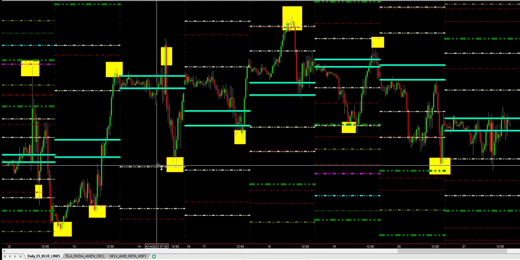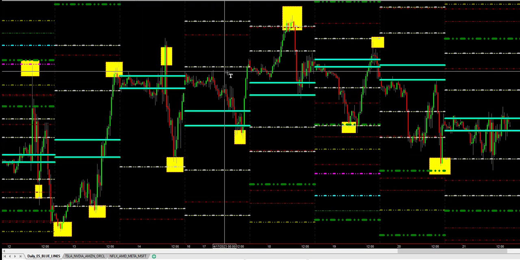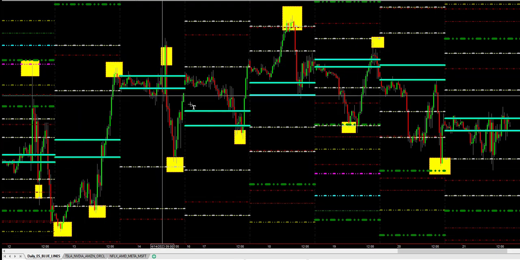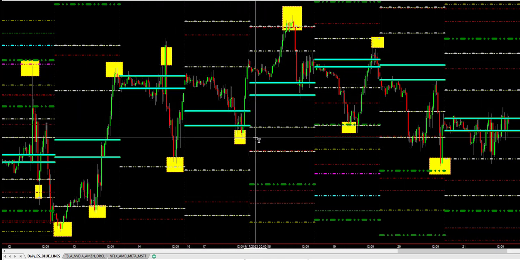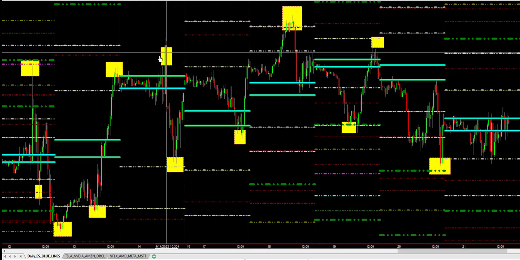So if you can do your research, you have these levels, you maybe have your own levels. Do the right research with the right mathematics, and then you will see the magic of the universe is also active in the markets.